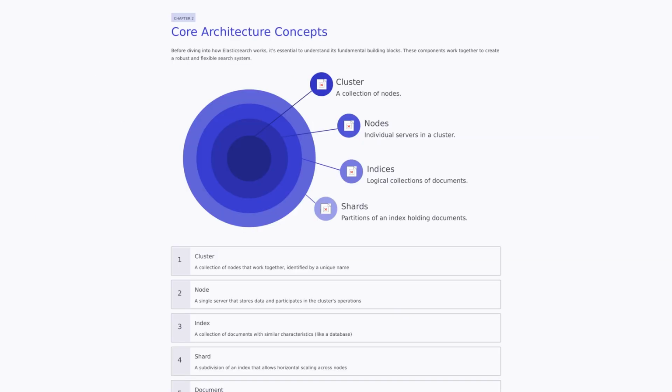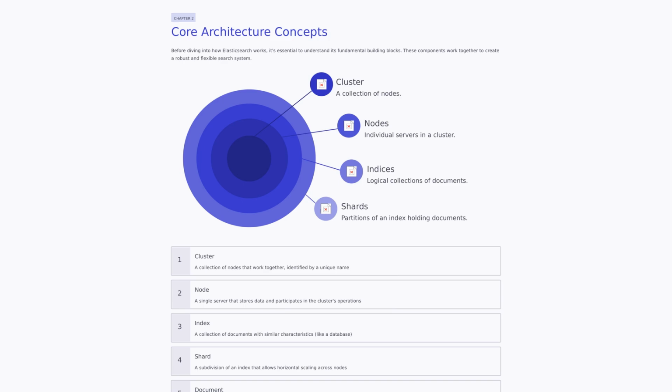In Chapter 2, we delve into the core architecture concepts of Elasticsearch. To grasp how Elasticsearch functions, we must first comprehend its foundational elements. Shards are the partitions of an index housing documents, while indices are the logical collections of these documents. Nodes, the individual servers in a cluster, come together to form the entire cluster, a collection of nodes working in unison. Picture a cluster as a team, with each node as a dedicated player.